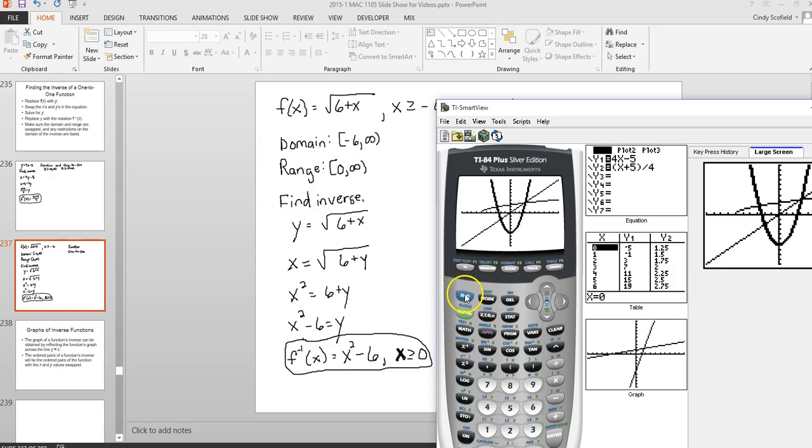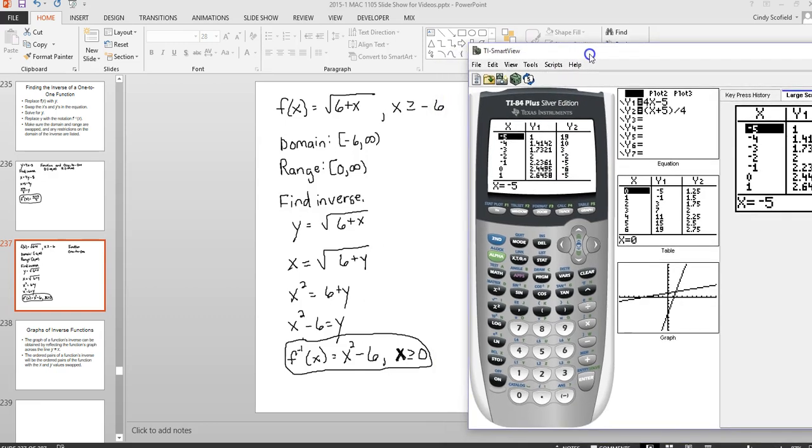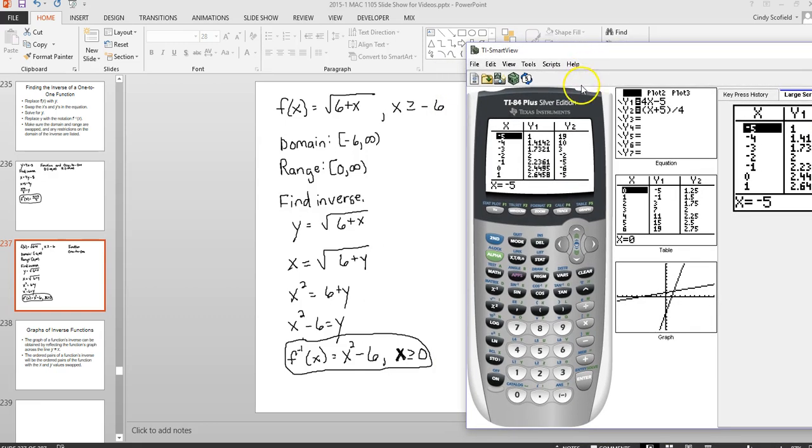And again, if you go to your table, x's and y's are swapped. Like if x is negative 5 and y is 1 here, then down here x is 1, y is negative 5. So every ordered pair that's in the domain of each can be swapped to get ordered pairs for the other.